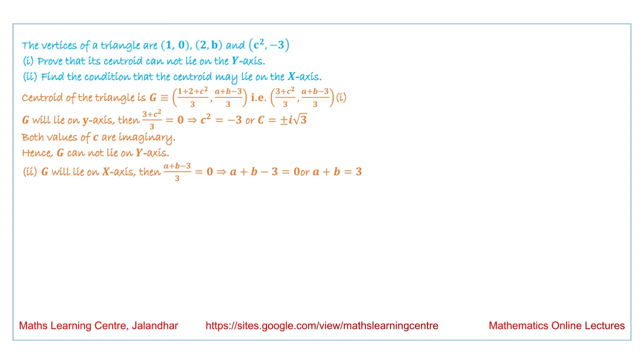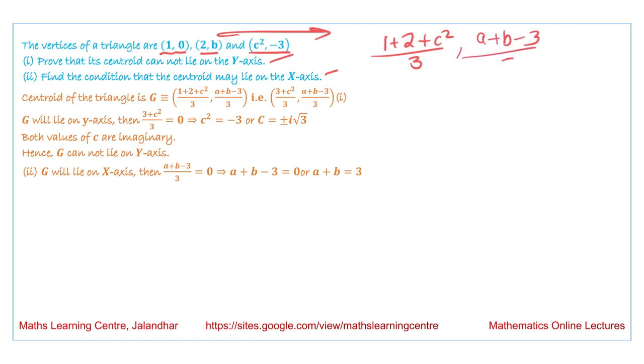The next question we have is, the vertices of a triangle are (1, a), (2, b) and (c square, minus 3). We have to prove that the centroid cannot lie on the y-axis, and we have to find the condition that the centroid may lie on the x-axis. So if we calculate the centroid for this triangle, we have the coordinates ((1 plus 2 plus c square) divided by 3, (a plus b minus 3) by 3). These are the coordinates of the centroid.